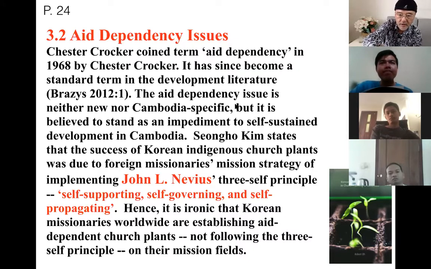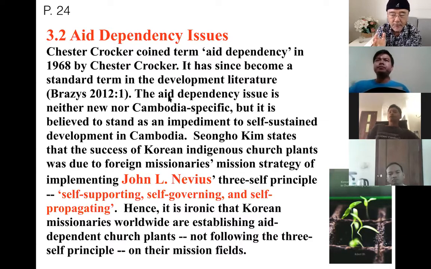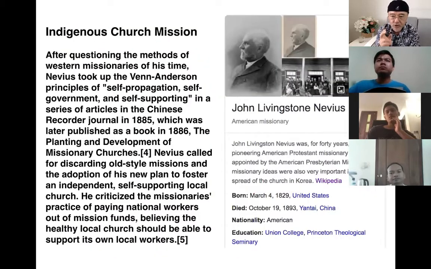Now I'm going to start picking up from here. Kim Sung-ho states that the success of Korean indigenous church plants was due to foreign missionaries' mission strategy of implementing John L. Nevius' three-self principle: self-supporting, self-governing, and self-propagating. Okay, so that's what Darot asked. Darot asked, how come in Korea does patron-client exist? Yes, it did exist, but within the patron-client Gap Eul relationship, Korean Presbyterian churches learned to become self-supporting, self-governing, and self-propagating by the principle of John Nevius. Who is John Nevius?